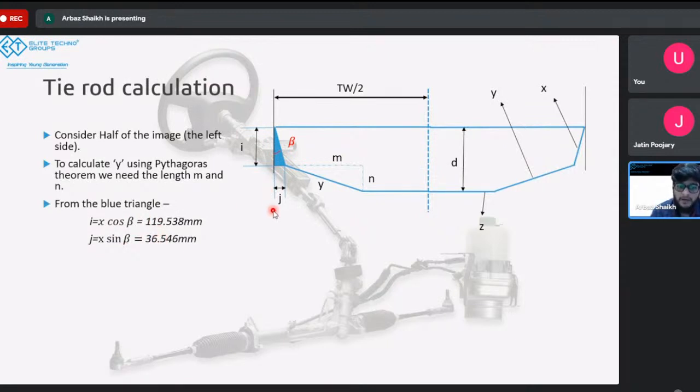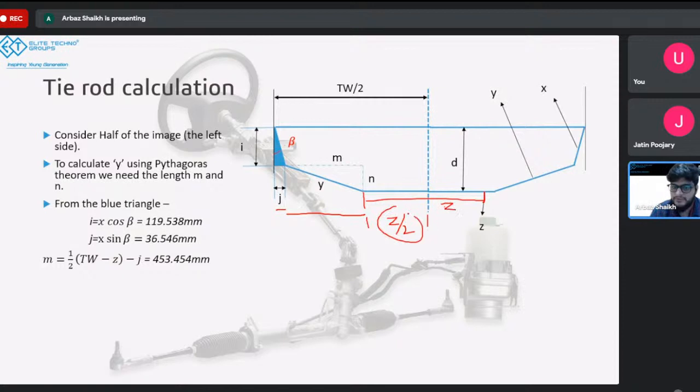Now, to calculate m, this is the important part. If you see the horizontal line, let me just take out the pen once again. If you see this horizontal line, TW over here, it's addition of j, this part, addition of m, this part, and this part will be half of z, because this whole thing is z. So this will be half of z. So I can say that z by 2 plus y plus j is t by 2.